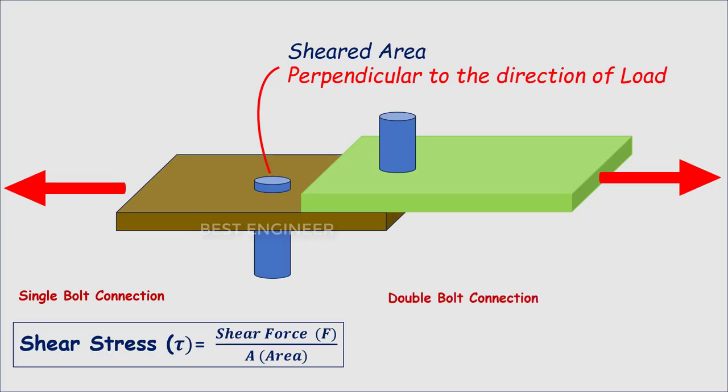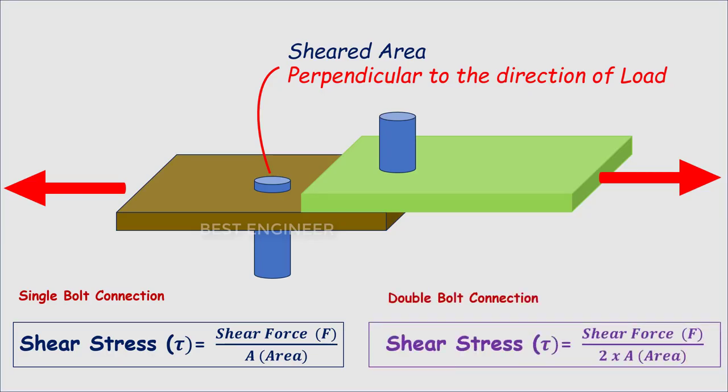In case two bolts are used, double the area will resist the force. Therefore, the cross-section area should be doubled for the stress calculation. The shear stress formula is shear force divided by 2 times area.